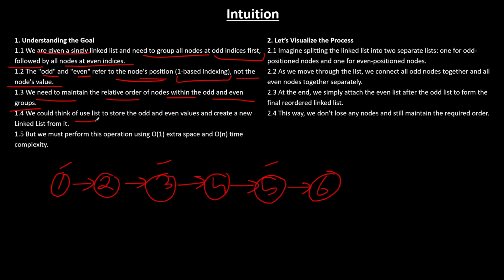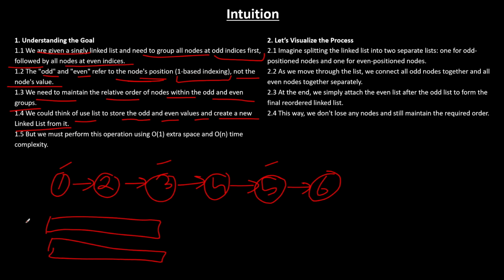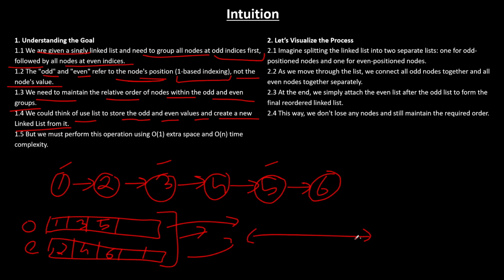We could think of using a list data structure to store the odd and even values and create a new linked list from it. For example, you could take a list here and name it odd and name it E. So you could put the odd index values here, like 1, then 3, then 5, and here 2, then 4, then 6, right? Then after creating this, you could create a linked list from them and create a complete odd followed by even linked list as per the question.